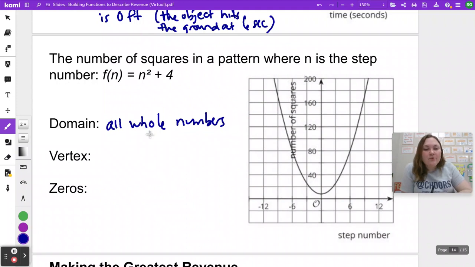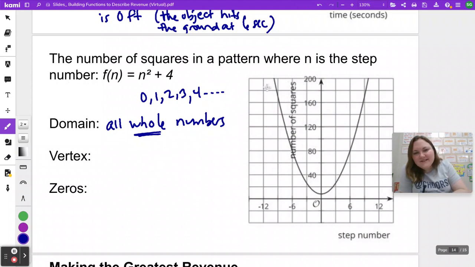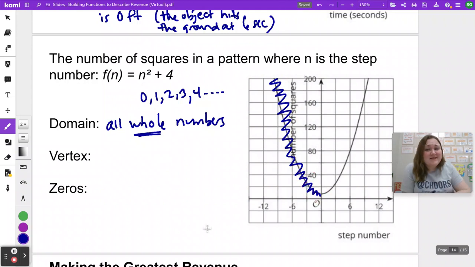When you talk about whole numbers, they are the numbers 0, 1, 2, 3, 4, and so on. And so when you say the domain is all whole numbers, it means it can't be negative. Remember, all of our patterns started either with like step 0 or step 1. And so once again, we are eliminating this side of the graph. That is not true 100% of the time, but it is true in a lot of situations just based on what the input is.